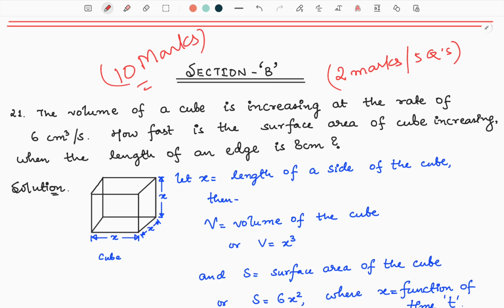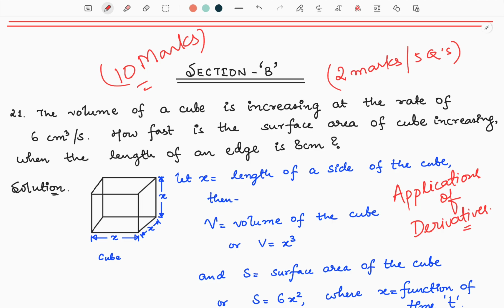The first question is from the chapter of application of derivatives. We have also seen various MCQs in section A based on this chapter. Application of derivatives is a very important chapter, and for it you should know the basic knowledge of continuity and differentiability. Only then can you solve the questions based on this topic. So let's read the question.